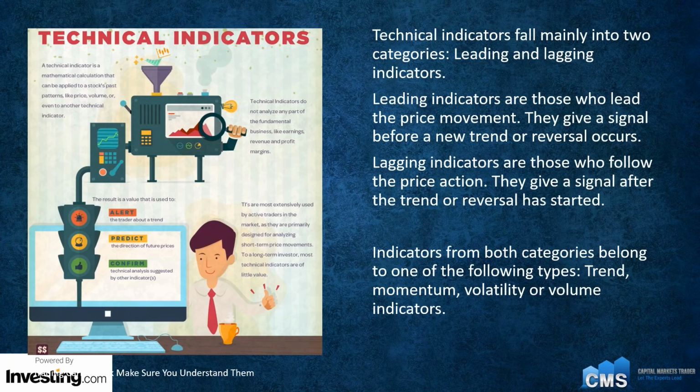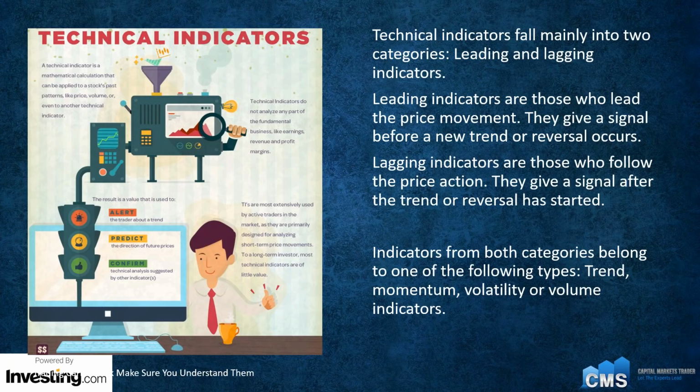A technical indicator is a mathematical calculation that can be applied to an asset's past patterns like price, volume, and even other technical indicators. Technical indicators do not analyze any part of the fundamental business like earnings, revenue, profit margins, news, headlines, interest rates. Technical indicators are most extensively used by active traders in the market, as they are primarily designed for analyzing short-term price movement. To long-term investors, most technical indicators have little to no value.